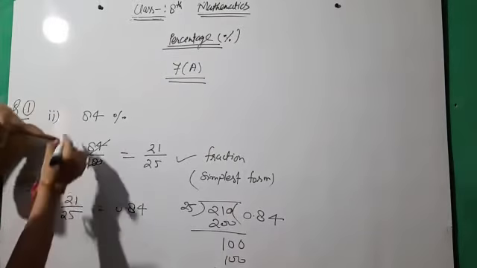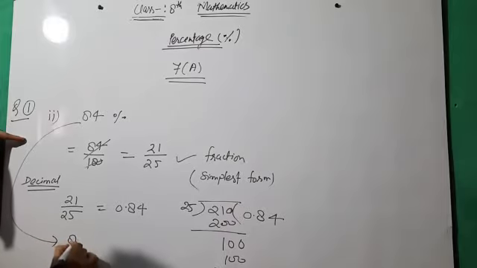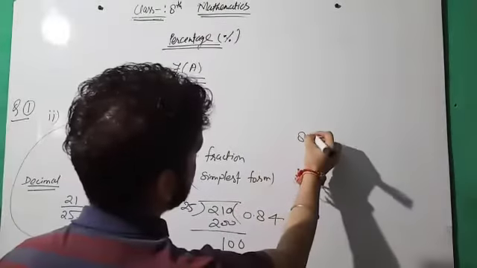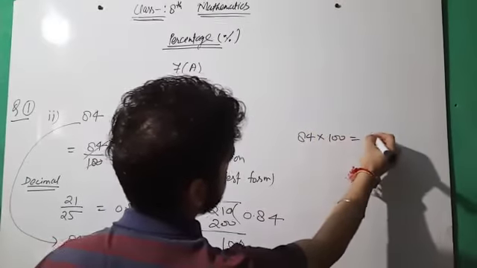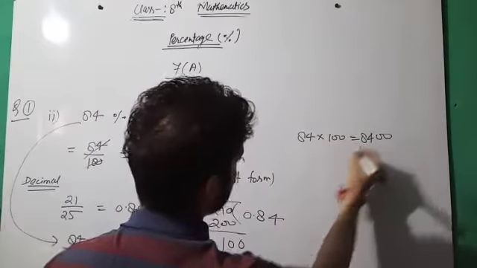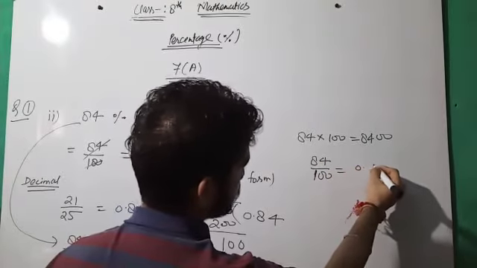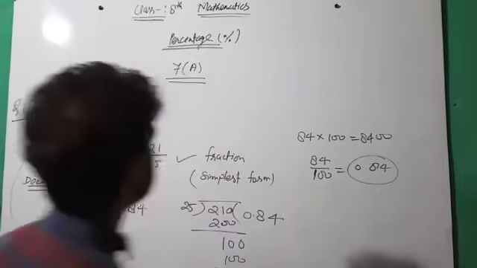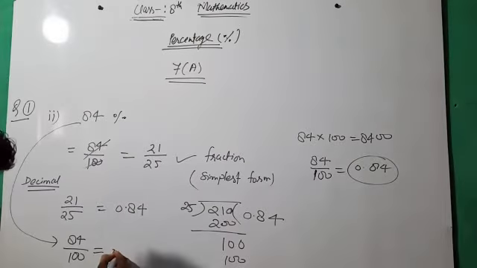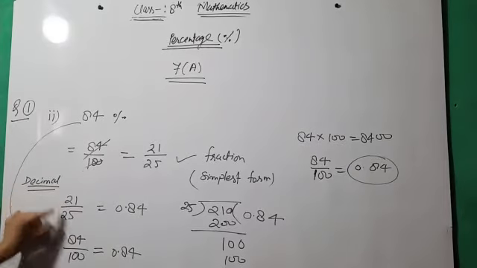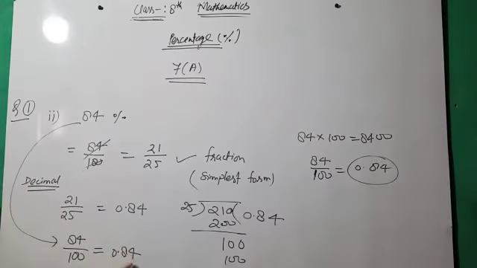Actually the 84% is 84 by 100. Whenever we have to multiply a number, 84 into 100, then we can say that it is 8400. And if we have to divide, then we have to write it with the decimal point moved two places. Similarly we can say that 0.84, because 21/25 is the simplest form of this, so both the values are same.